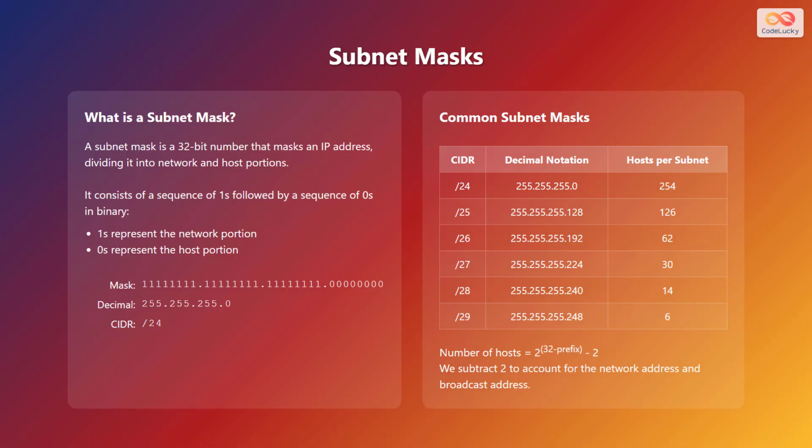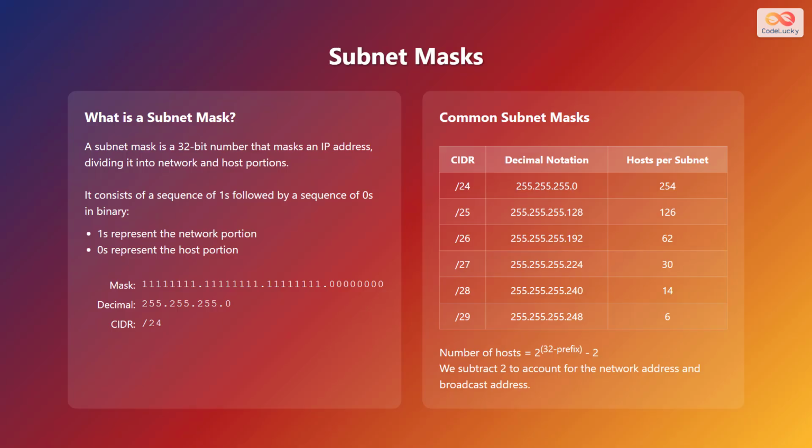Here's a table of common subnet masks. /24 is 255.255.255.0, and it has 254 hosts per subnet. /25 is 255.255.255.128, and it has 126 hosts per subnet. /26 is 255.255.255.192, and it has 62 hosts per subnet.